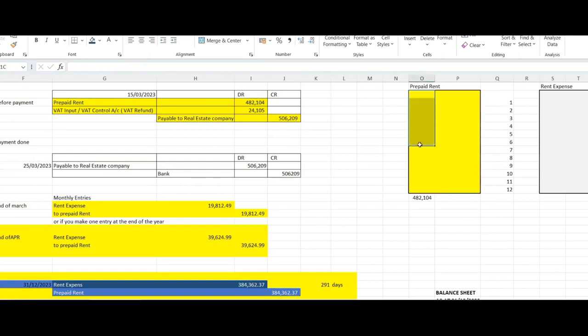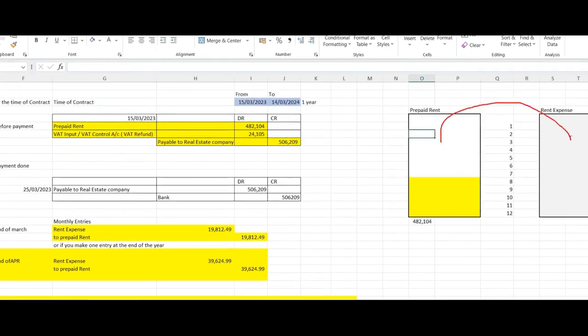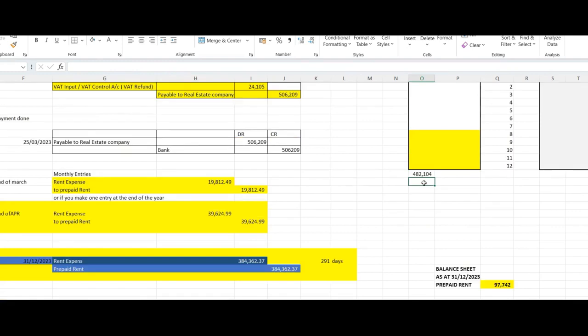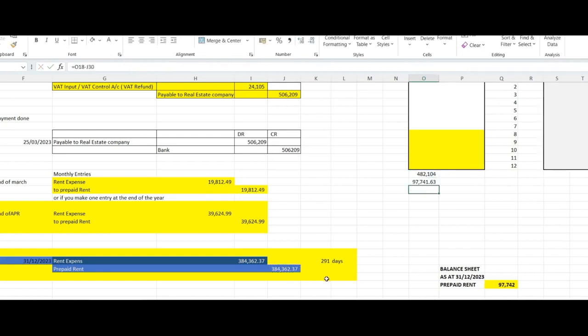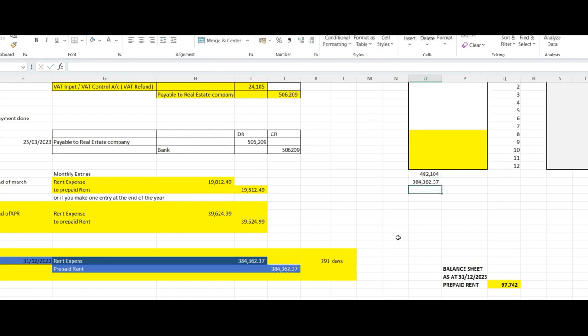You see over here in this prepaid rent jar, the amount is being shifted from prepaid rent to rent expense. So the amount that would remain in your prepaid rent account would be this minus whatever amount you have already consumed, which is 340,362. So this is the amount that you have already consumed from prepaid rent and has been shifted to rent expense. This is the total amount.